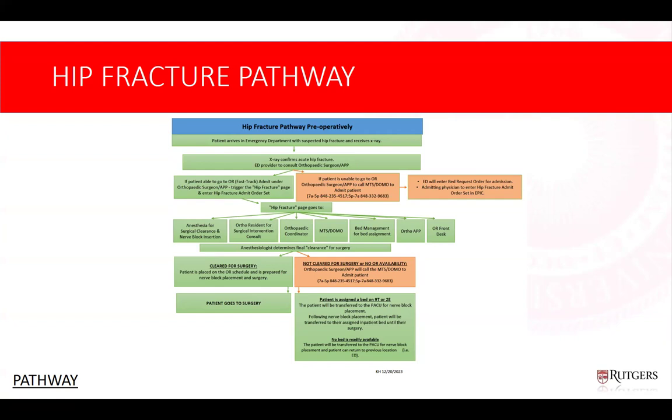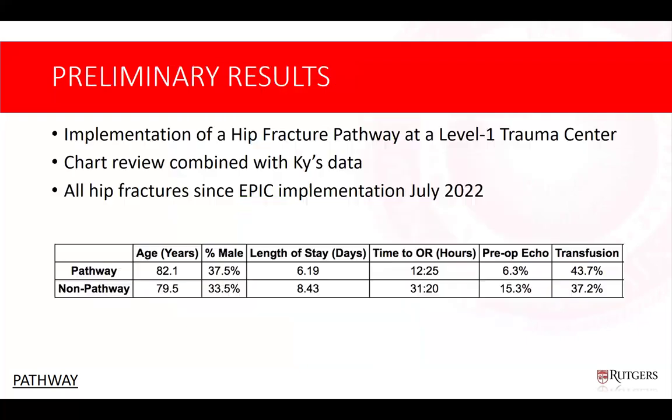The anesthesiologist then evaluates the patient. If the patient is, quote unquote, clear for surgery after their evaluation, then they go to the preoperative area, get a block, and go to the OR. If they're not cleared, or they need further workup, or there's no OR availability, then they'll be admitted to the medical team and go to the OR after clearance when there's availability.